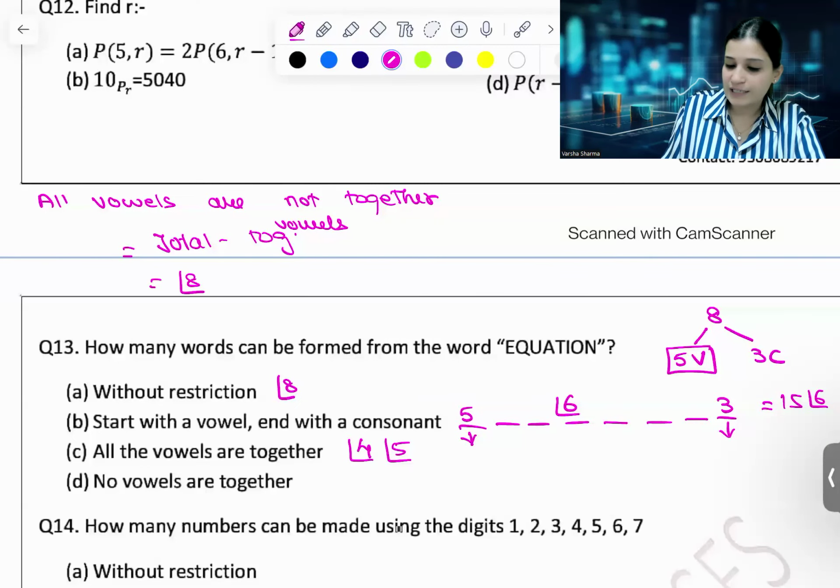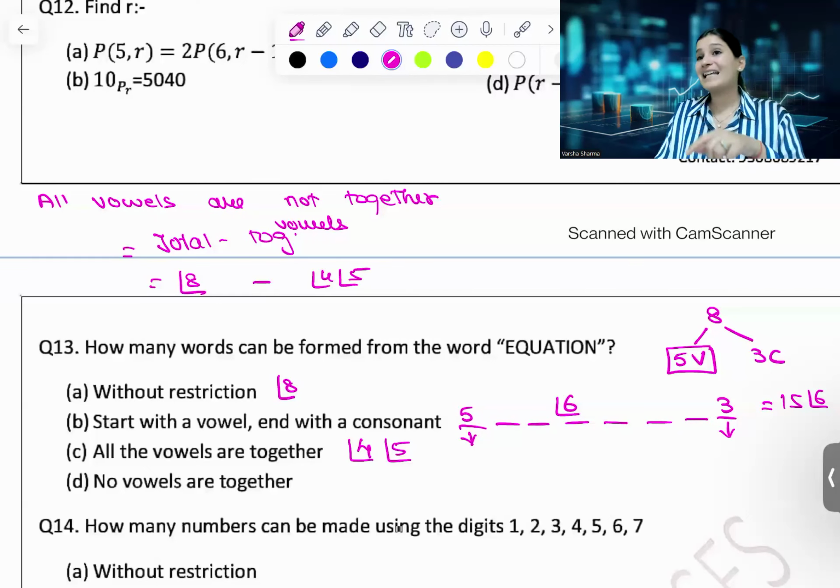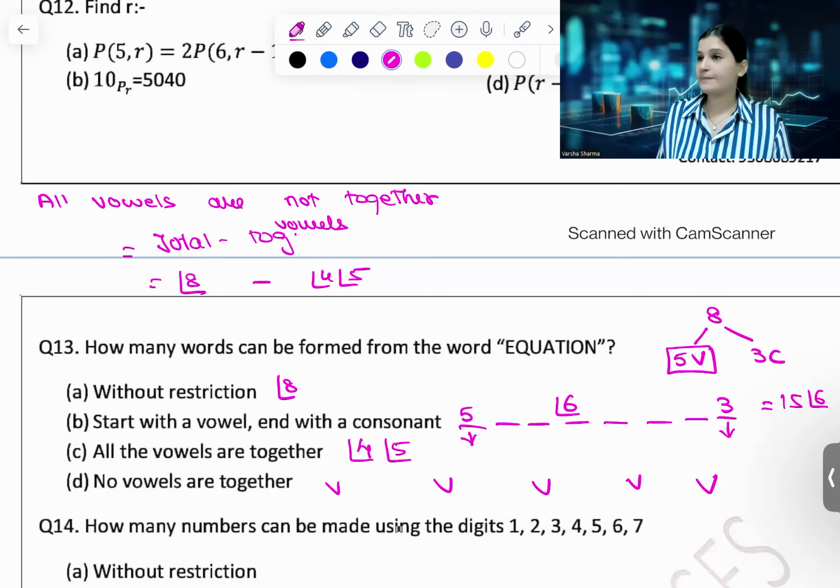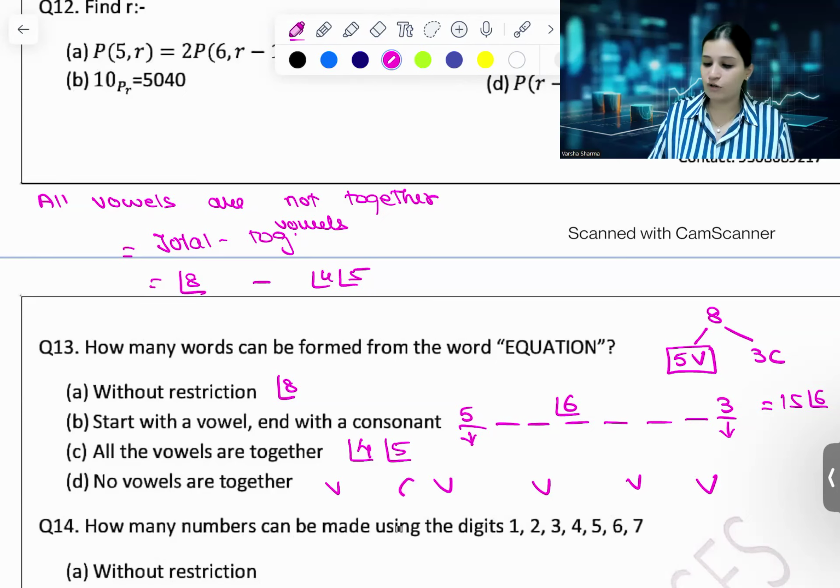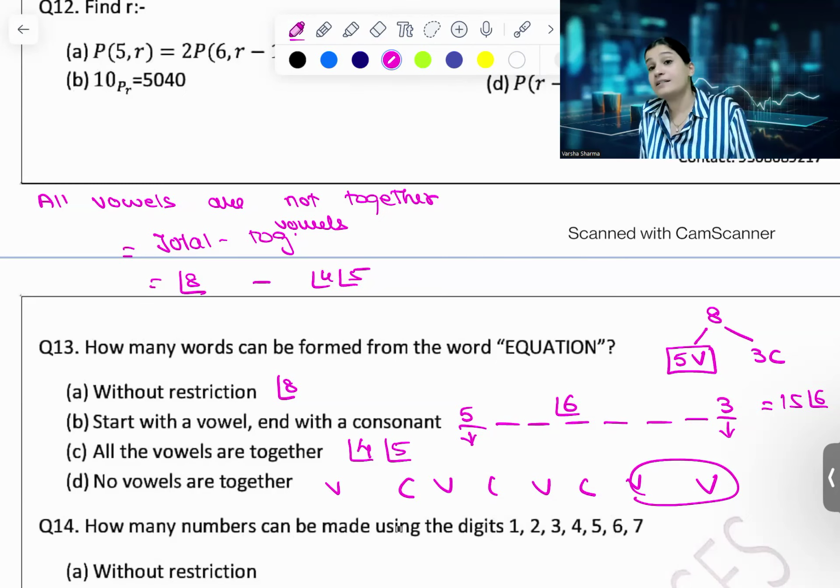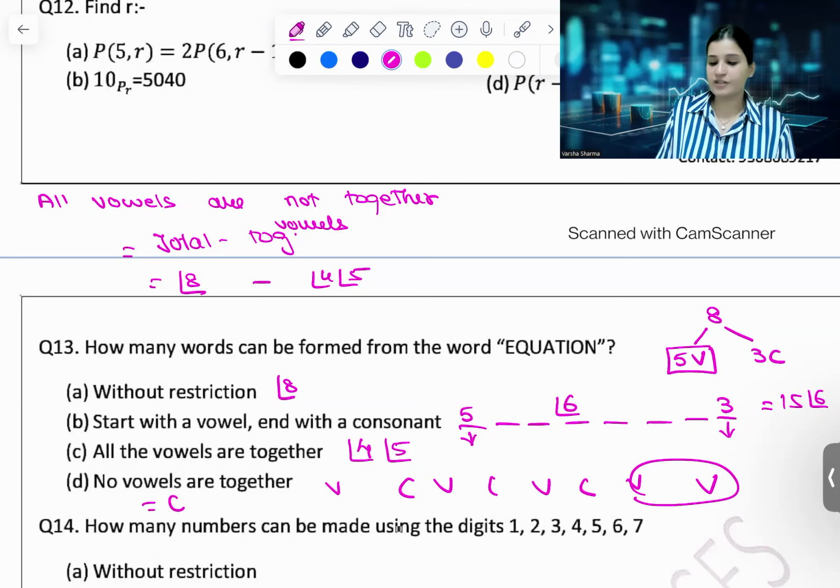So total factorial 8 minus vowels together factorial 4 factorial 5. But that is not what I asked. I asked no vowels are together. That means not even two vowels could be together. So if I want to do that, for example, vowel, vowel, vowel, vowel, no matter how I write the three consonants, two of the vowels will definitely be together. It's impossible for me to write the letters in such a way that none of the vowels come out together. That's impossible, right? Because there's a shortage of the consonants. So is it possible? No. How many answers? Zero.